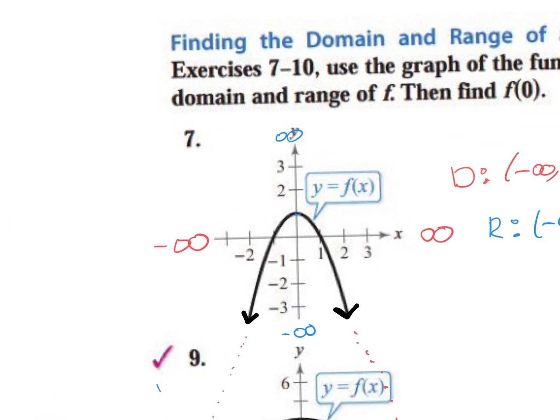So now it says find f of 0. Well, remind me again what that means, f of 0. That means I go to 0 on the x-axis and I tell myself what the y value is. What is it? Perfect.